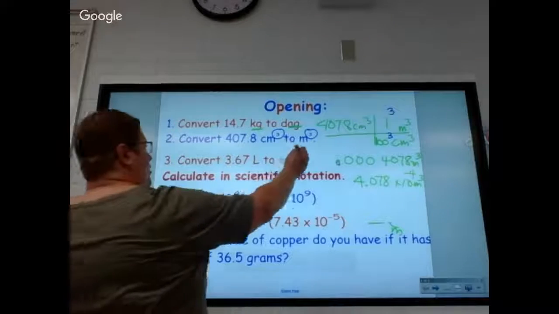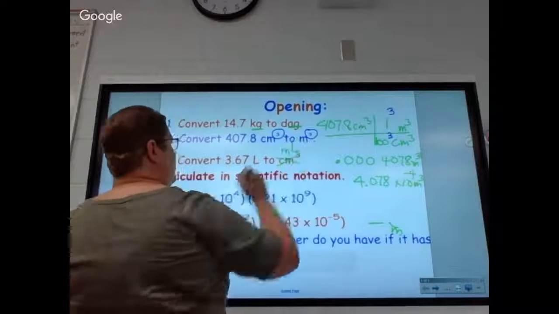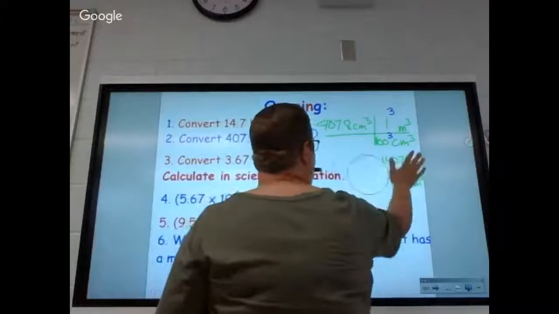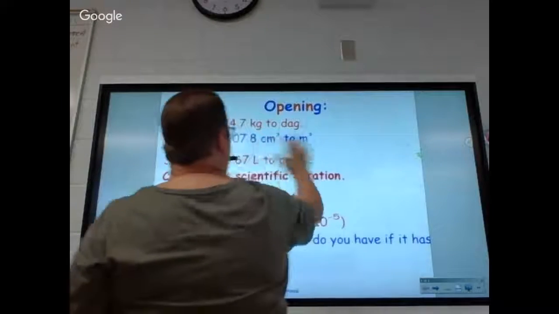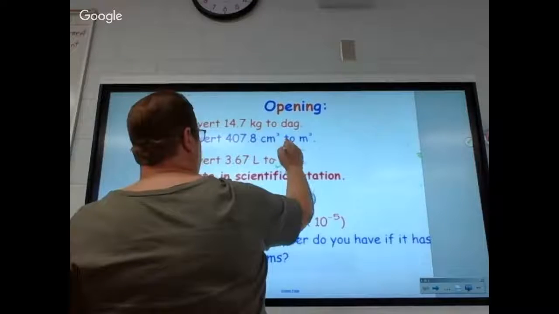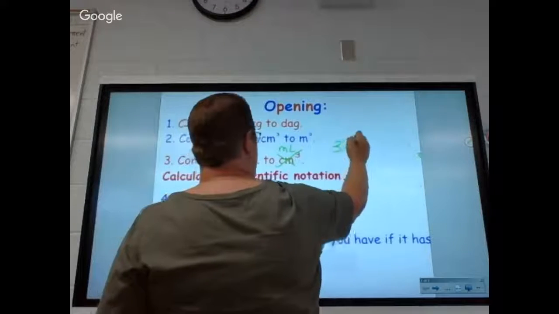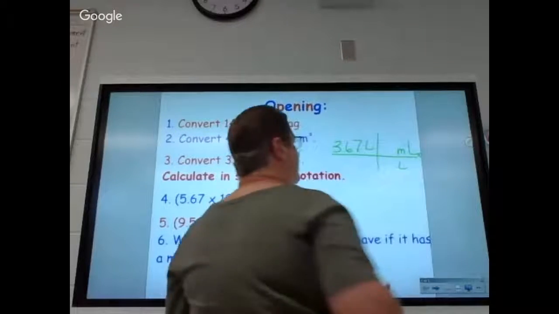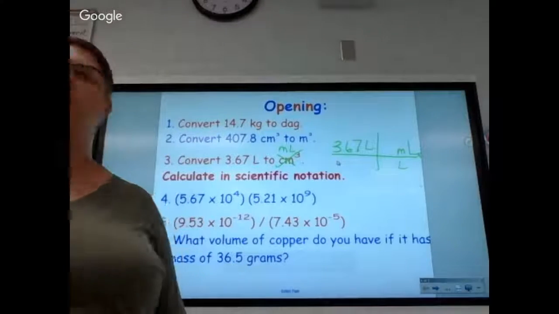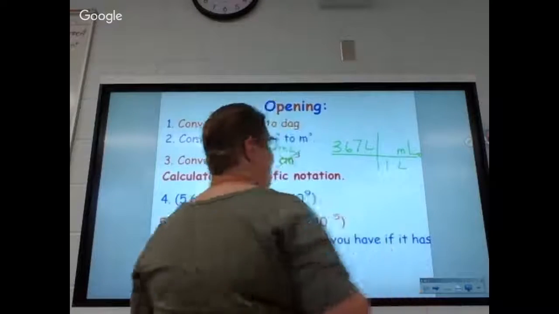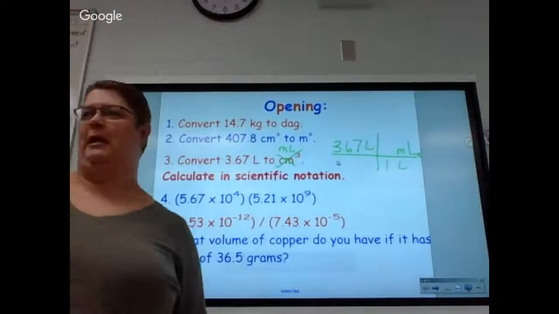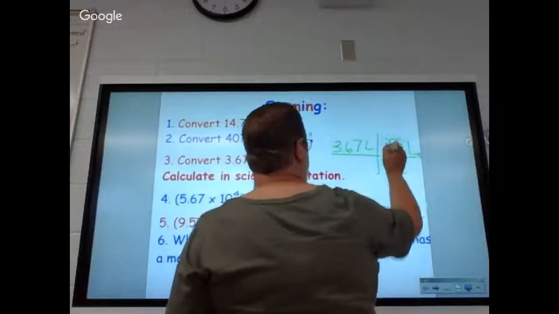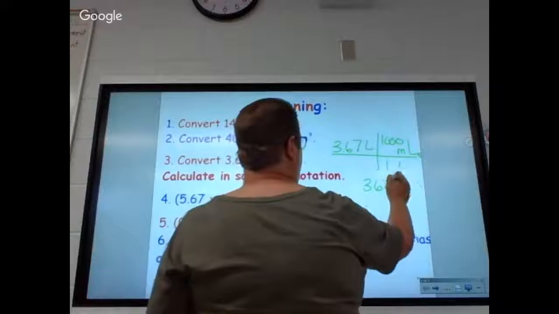All right, centimeters cubed needs to be changed to milliliters because those are one and the same, right? So, 3.67 liters to milliliters. Who's bigger, a liter or a milliliter? Okay, so we're going to put a 1 there. And how many spaces between liter and milli? 3. So 3 zeros. So we get 3,670 milliliters.